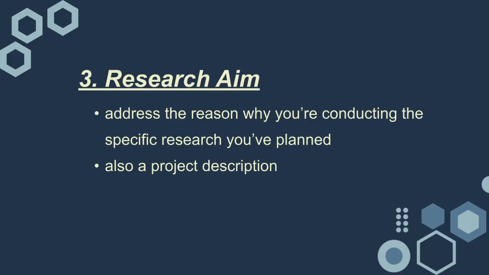Next is research aim. Research aim addresses the reason why you're conducting the specific research you planned, and it is also a project description. Research aim is the main goal or purpose of your research. What do you want to achieve or find out?